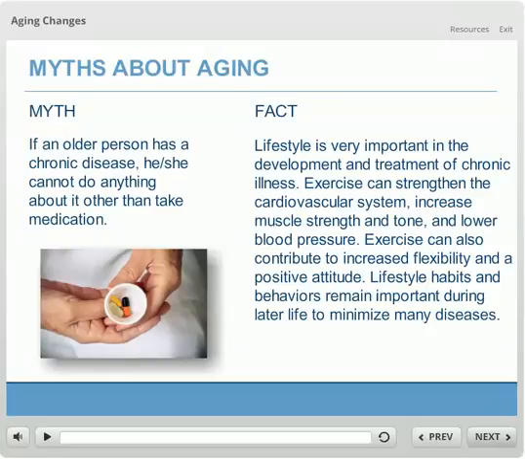Myth: if an older person has a chronic disease, he or she cannot do anything about it other than take medication. Fact: lifestyle is very important in the development and treatment of chronic illness. Exercise can strengthen the cardiovascular system, increase muscle strength and tone, and lower blood pressure. Exercise can also contribute to increased flexibility and a positive attitude. Lifestyle habits and behaviors remain important during later life to minimize many diseases.